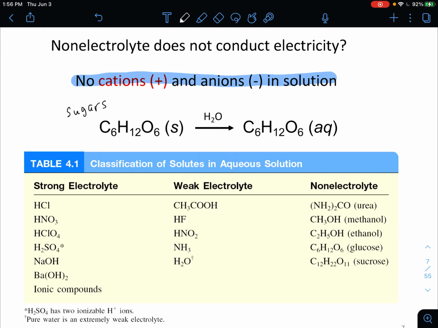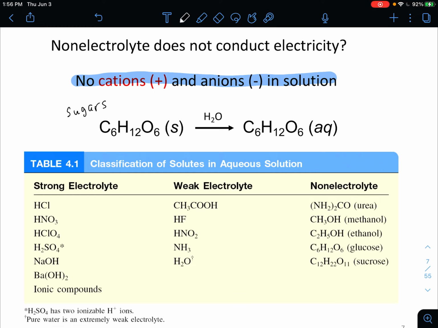So there aren't charged particles to accommodate electrons flowing, so it's a non-electrolyte. So technically, if I took pure H2O and added sodium chloride to it, that would produce a solution that conducts. But if I took pure H2O and added sugar to it, I think this is glucose in particular, it would not conduct electricity. That light bulb would not light up.